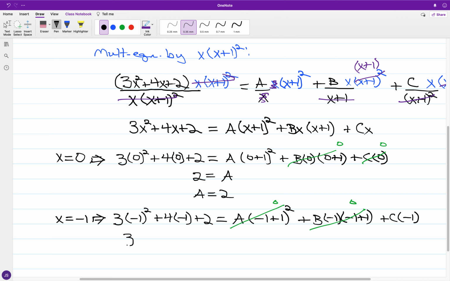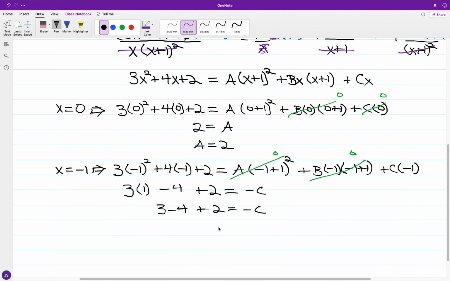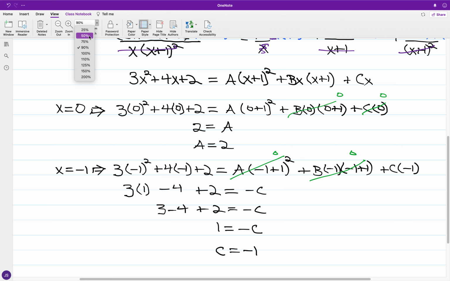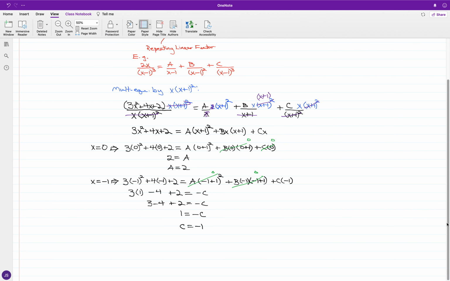So right now we've got 3 times 1, 4 times negative 1 is negative 4, and plus 2, is equal to negative c. So 3 minus 4 is negative 1, plus 2 comes out to positive 1. So we have that 1 is equal to negative c, and so it turns out that c is equal to negative 1.